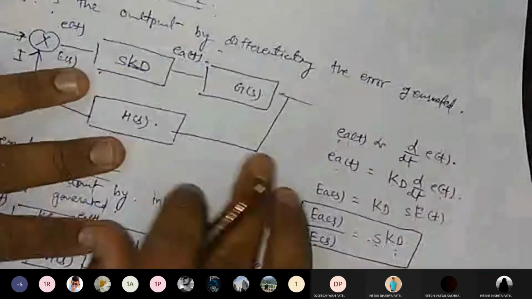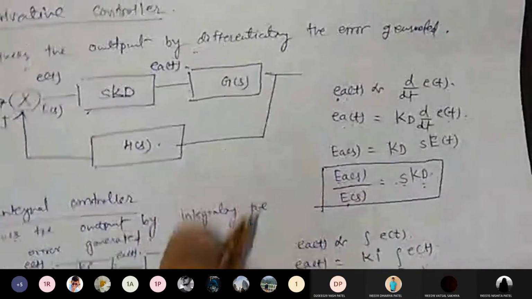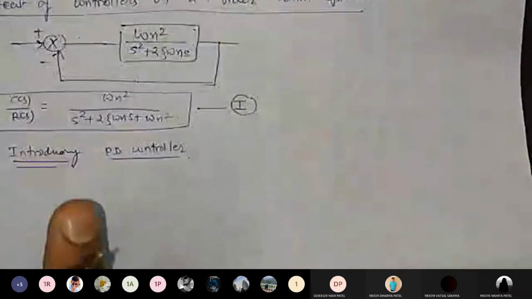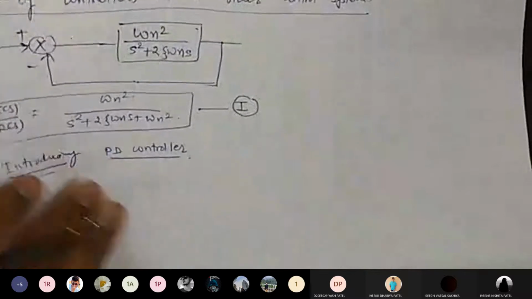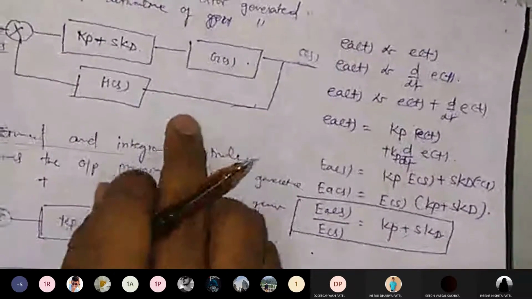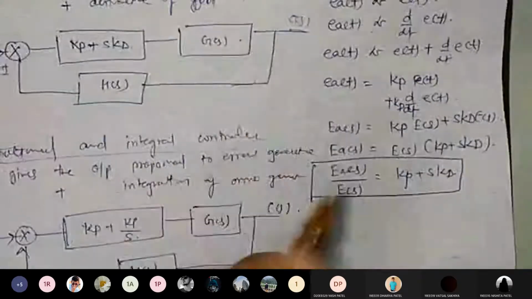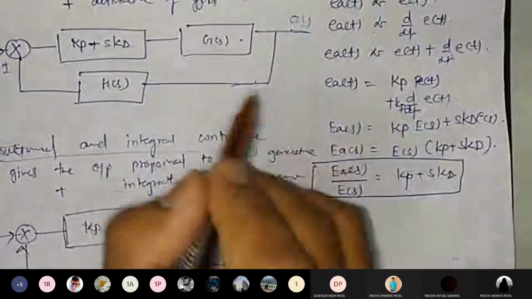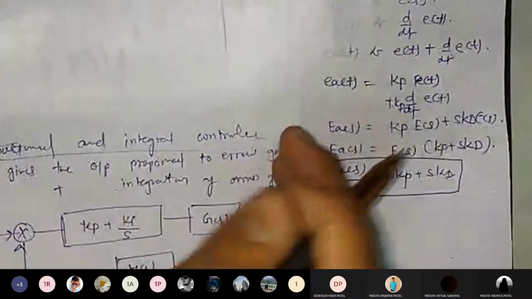Now what is the structure of PD controller? PD, that is PD controller. 1 minute. What will be the structure of PD controller? Okay, so it will be looking like this. I am drawing on a separate page to make you understand more. Just wait.